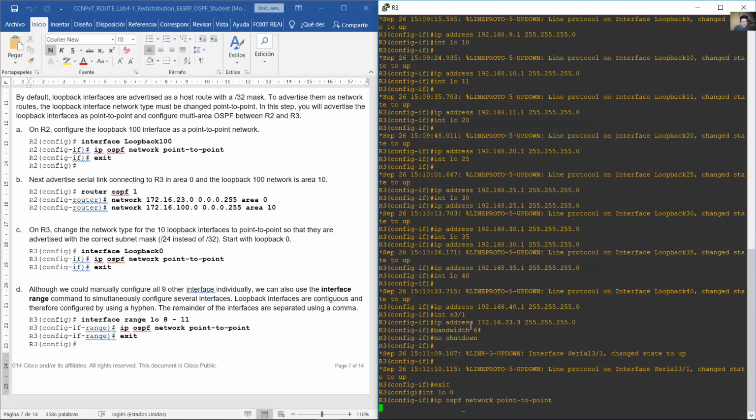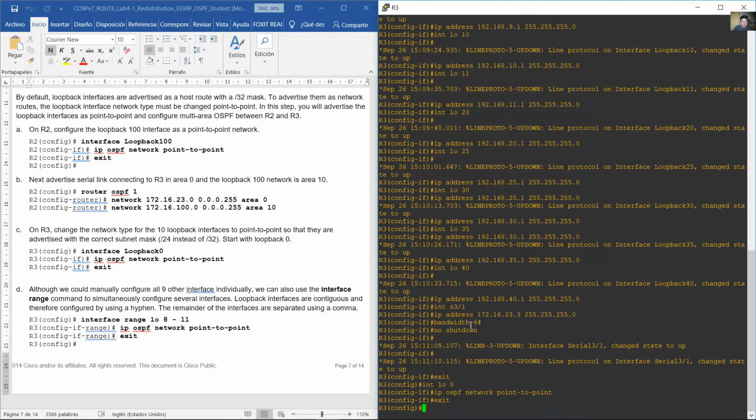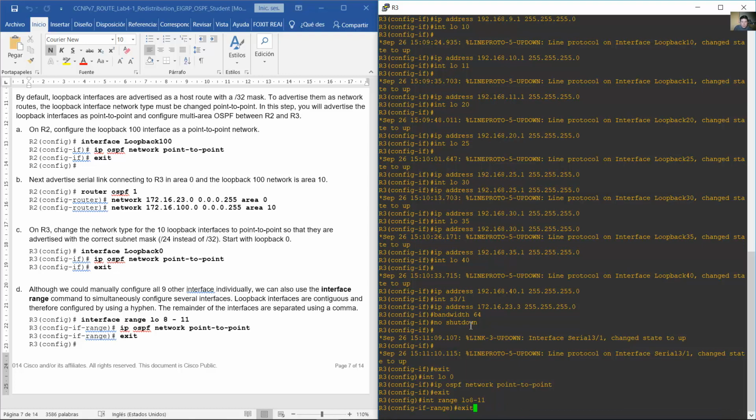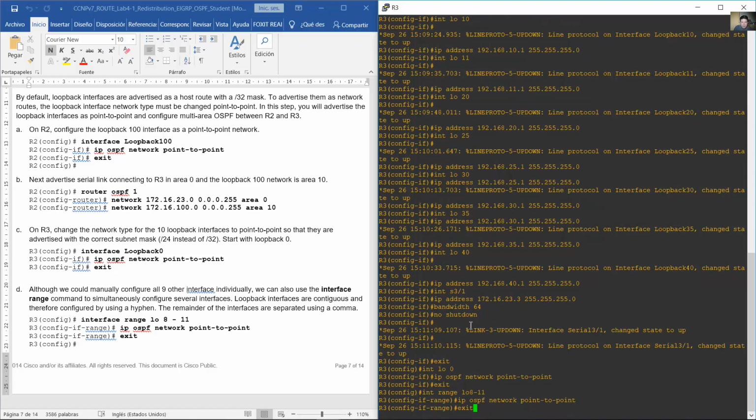OSPF. Exit, and the interface range loopback 8 to 11, and apply the network type to point-to-point. Exit.